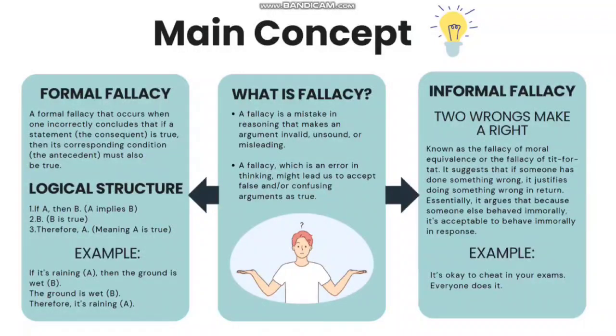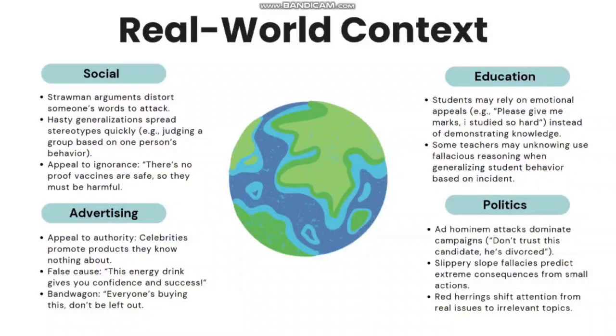Real-world context. For social media, first, straw man argument: distorting someone's words to attack them. Second, hasty generalization spreads stereotypes quickly, for example, judging a group based on one person's behavior. Third, appeal to ignorance: there is no proof vaccines are safe, so they must be harmful.